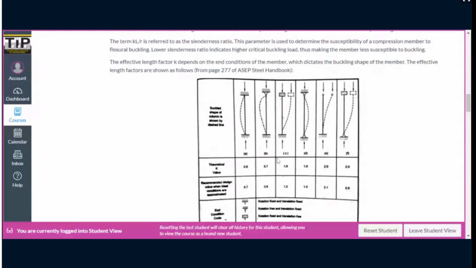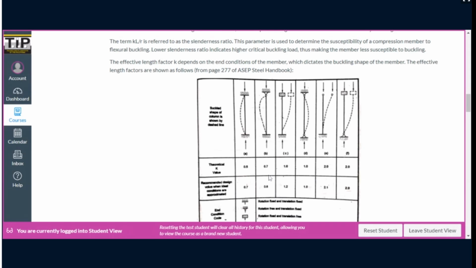All right. So the theoretical values, doon siya nanggaling, no? Doon sa pag-trace ng actual buckled shape ng column natin. However, we do not use theoretical values. We actually use the recommended design values, no? Para for more conservative design.